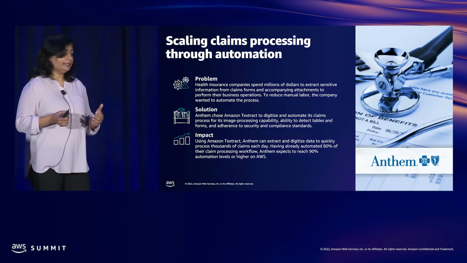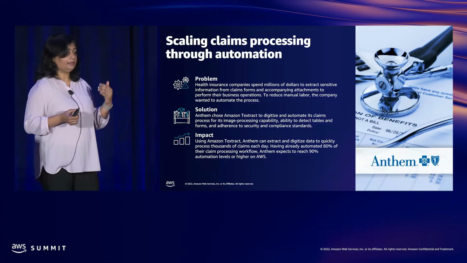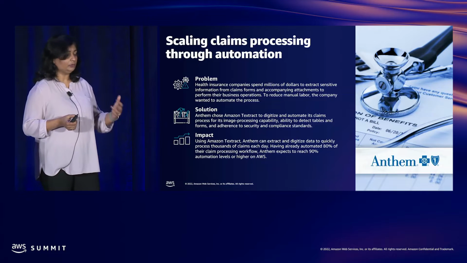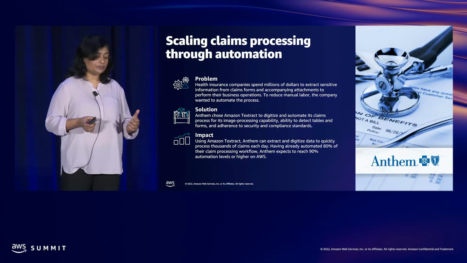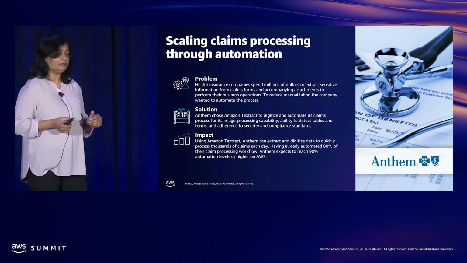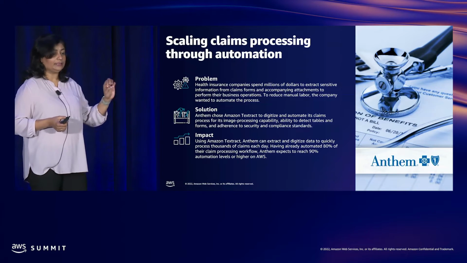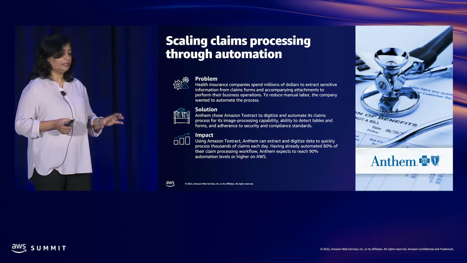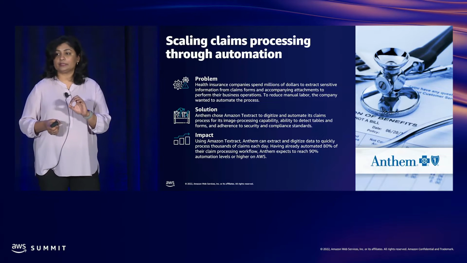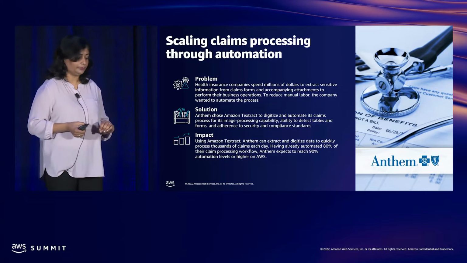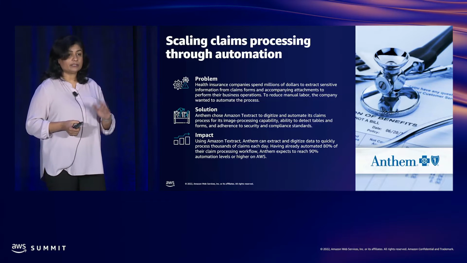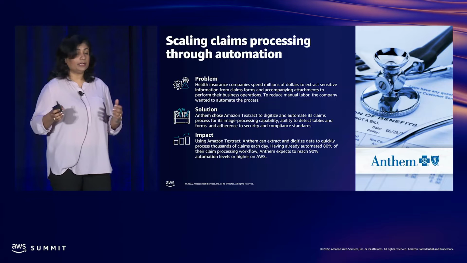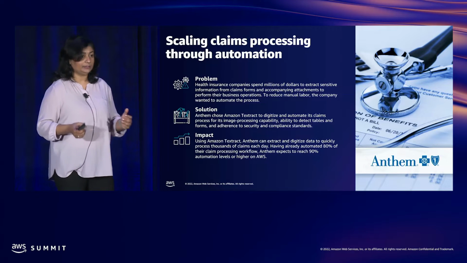In order to do that, they were challenged. They were like, okay, I need to automate this process, and their innovation lab reached out to us, and we worked with them on Textract, and they used Textract to digitize and automate their claims processing. They basically use Textract to extract information from the document so that they can now make claims processing much easier, like an end-to-end workflow. And they're almost there. From an impact perspective, they have automated 80% of their workflow, and they're now striving to be 90% automated by the end of this year.